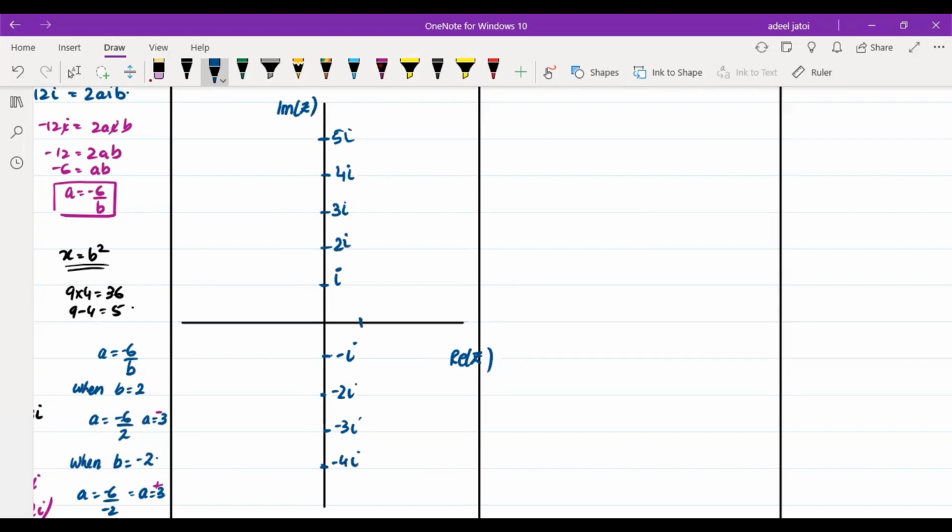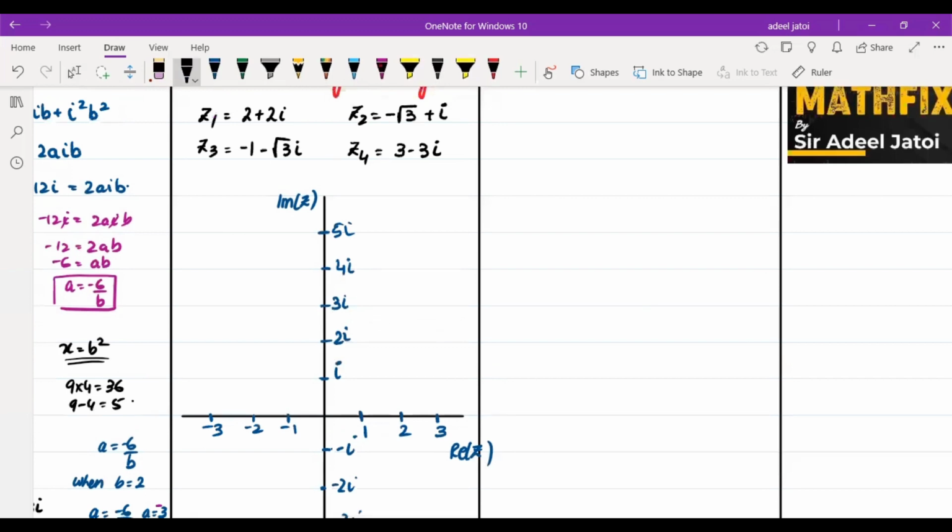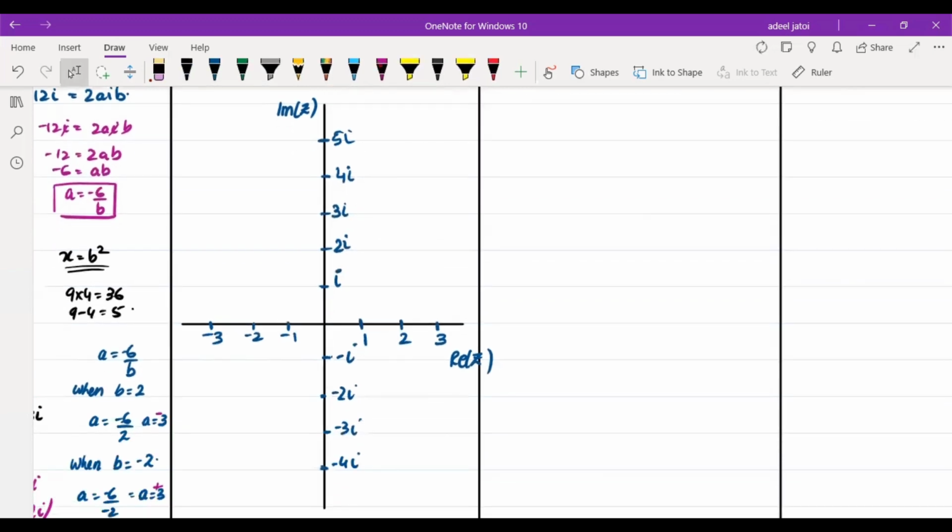Similarly, here we can have 1, 2, 3. So similarly, we can have negative 1, negative 2, and negative 3. Now, real value of z and imaginary value of z. We knew that our first was 2 plus 2 iota. So can we just say that 2 plus 2 iota is in the positive quadrant? So 2 plus 2 iota will be here.